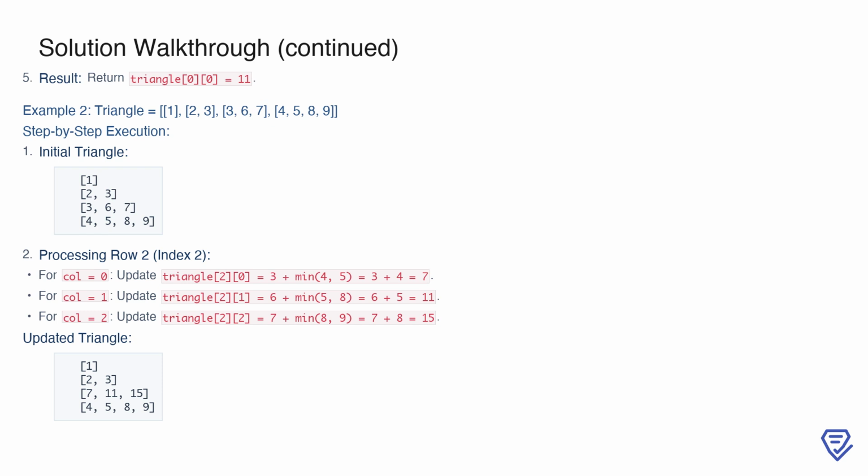Moving on to the next example, the triangle is 1, 2, 3, 3, 6, 7, 4, 5, 8, 9. We start again by processing from the second to last row, row 2.